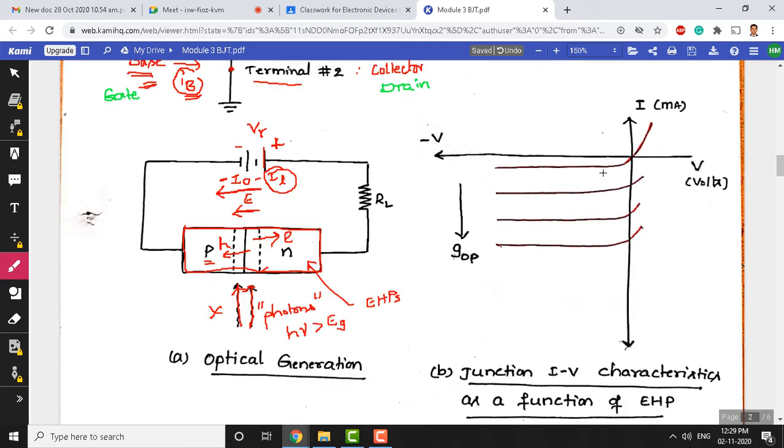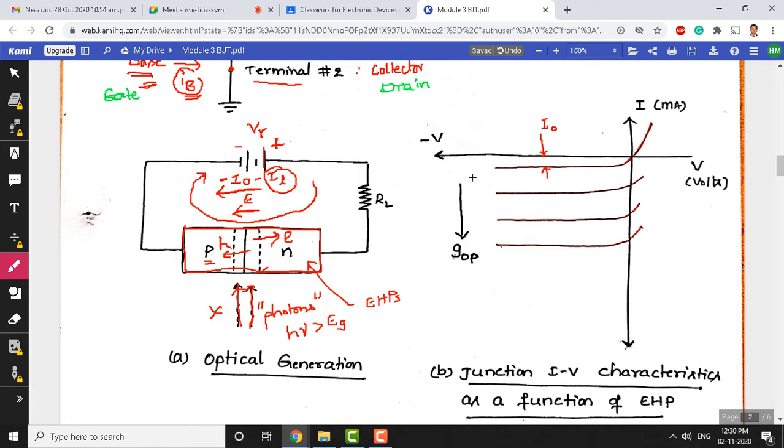We have already seen these characteristics many times, and this is nothing but the junction IV characteristics as a function of the electron hole pairs. This is the reverse saturation current I naught in the absence of light. Without light, if you simply reverse bias this PN junction, or take a photodiode and do not apply any light, the I naught current will be flowing from N to P. This is the direction of reverse current flow. I naught current flows without the photons injected onto the diode surface.